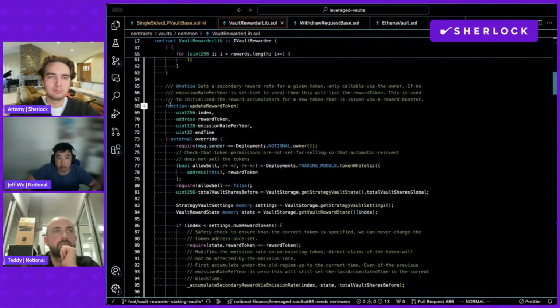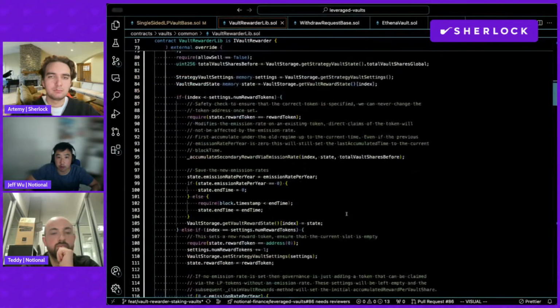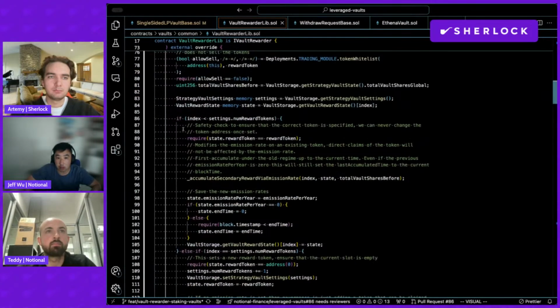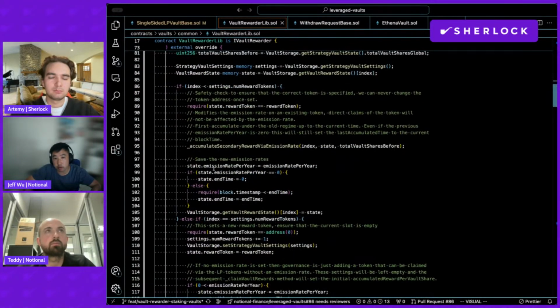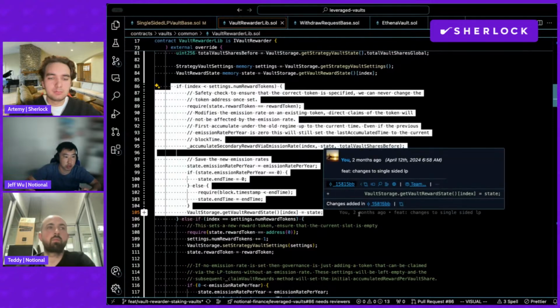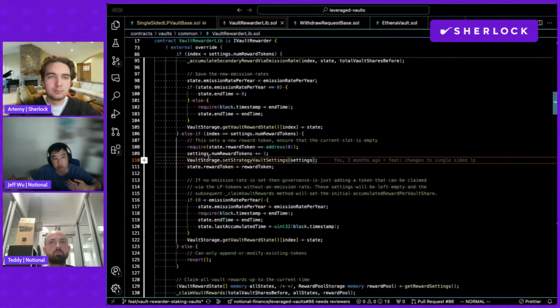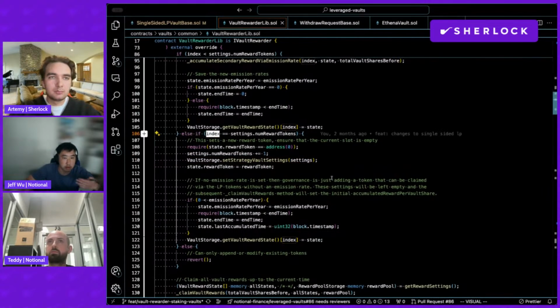Just to recap what we talked about, this is the update reward token. It's guarded by only allowing the Notional owner to call. Here we are able to set an emission rate if we want to. There are two tabs here. One is where we're updating an existing reward token, and the second one is where we're adding a new reward token. So governance is going to set the index here on the array.